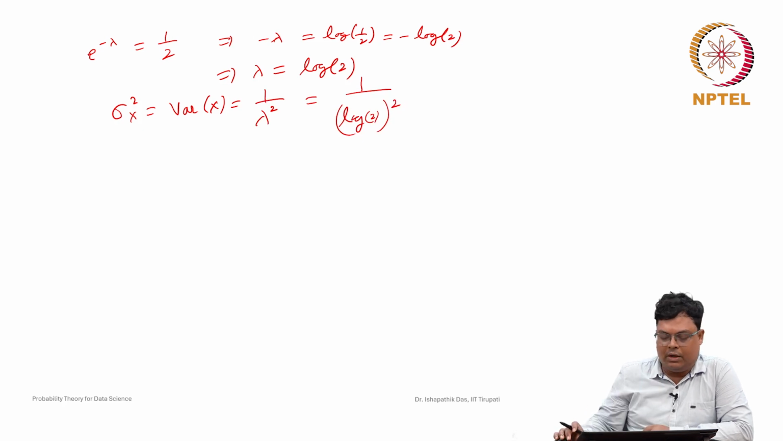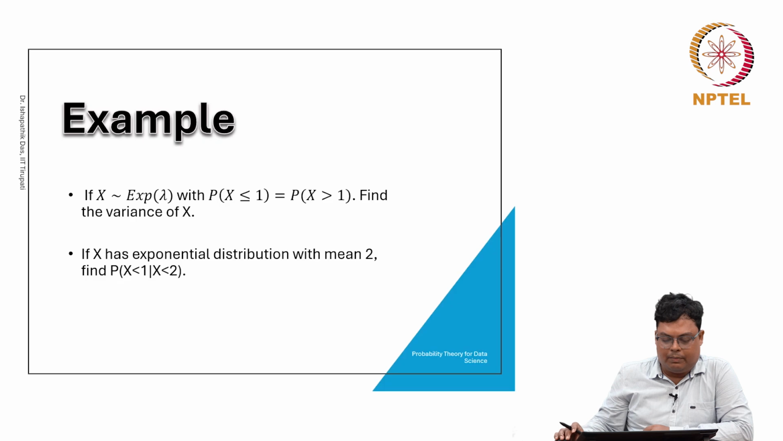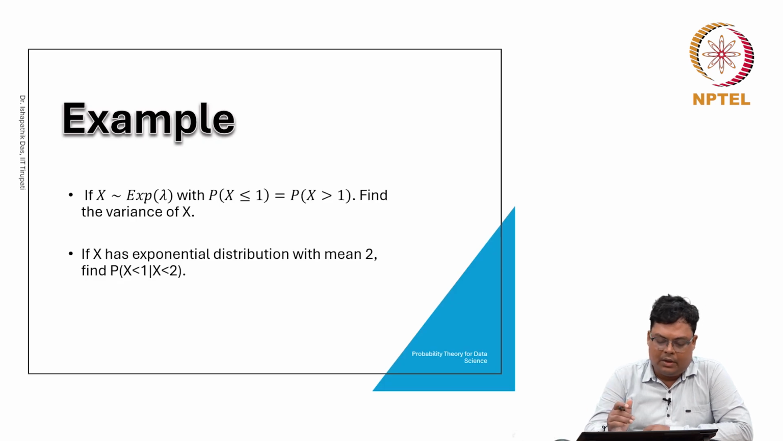So, this is one example of using the exponential distribution, some problem related to the exponential distribution. Another question is: if X has an exponential distribution with mean 2, find the probability that X is less than 1 given X is less than 2. So, it is a conditional probability that is asked.